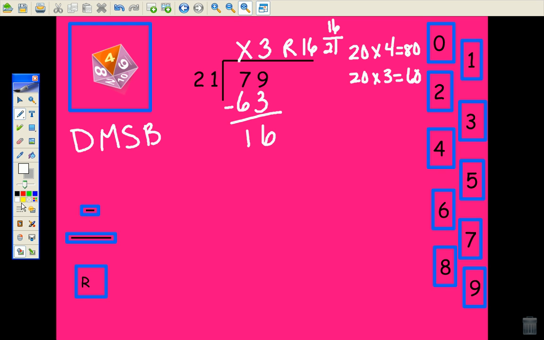Now I'm going to check myself. I'm going to take these 2 numbers and multiply them together and then add in the remainder. So let's check. I'm going to use the box method this time.